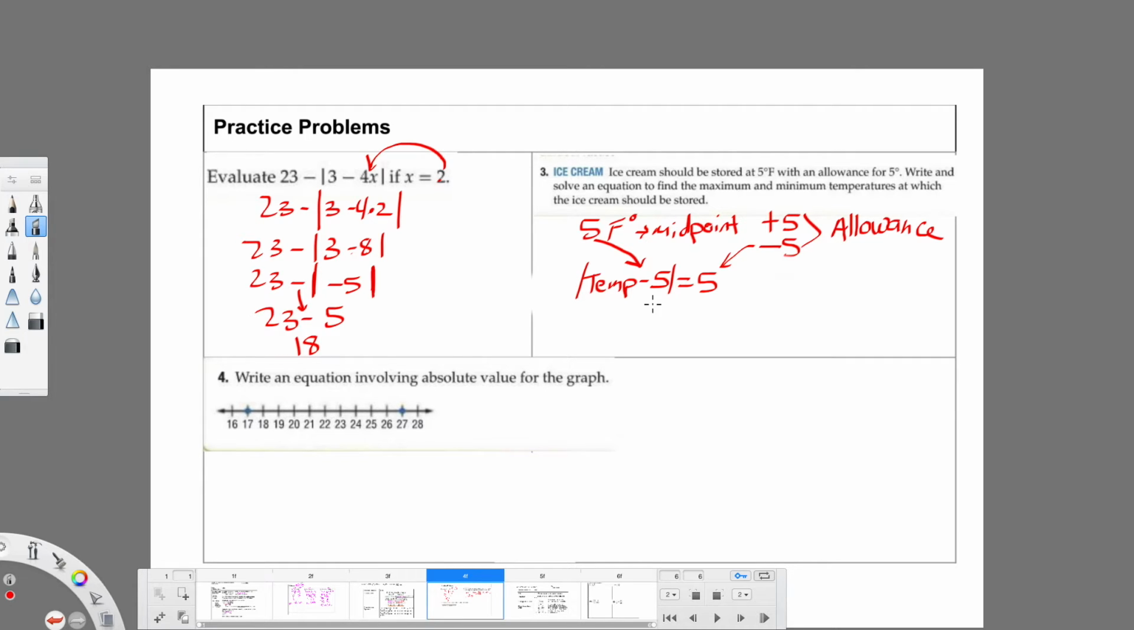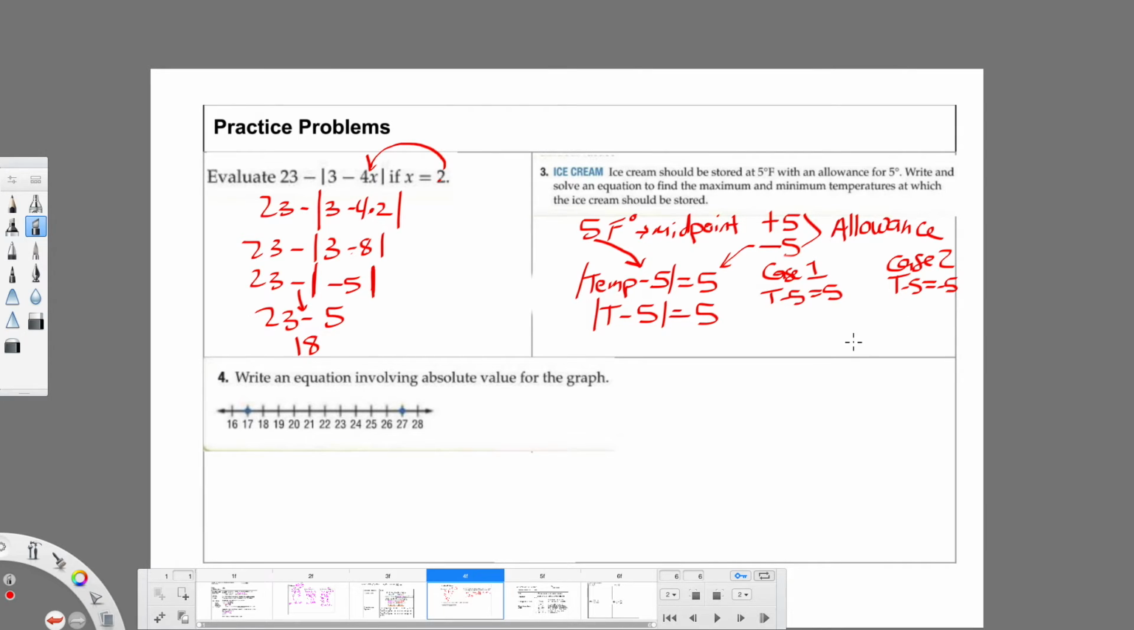But it sometimes seems like that is the opposite of what we should do, but this will get us the correct answers here, I promise. We'll see in just a second. So instead of temperature, I'm just going to bring it down to T. So case 1, we have T minus 5 equals 5, and case 2, T minus 5 equals negative 5.